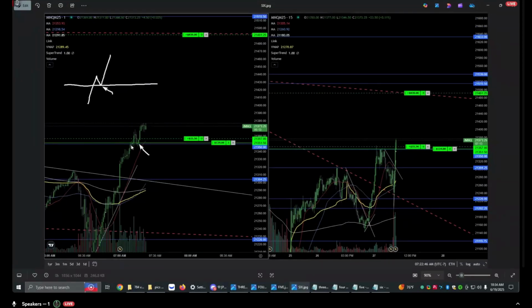This is going to be something that you can make a play off of, get some kind of entrance in. It would have either rejected resistance and come back down, or it would break, retest, continue, or just blast off. And this is textbook of a break, retest, entry continuation.